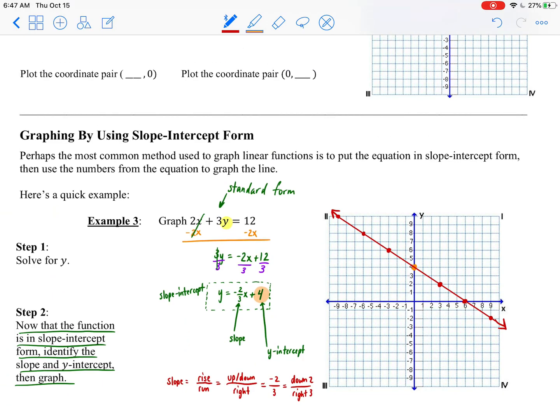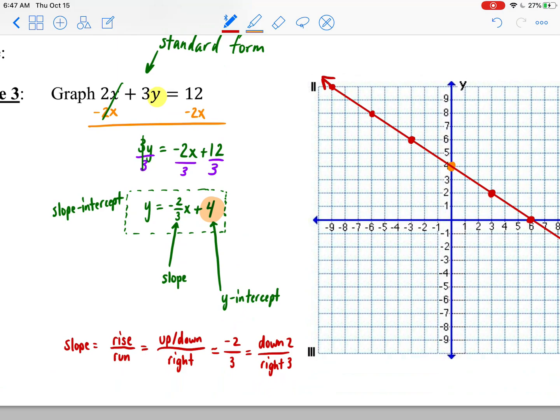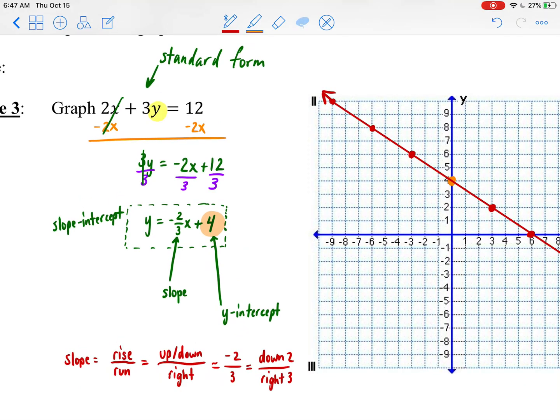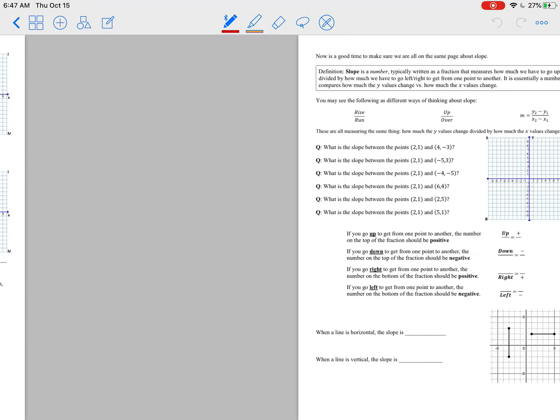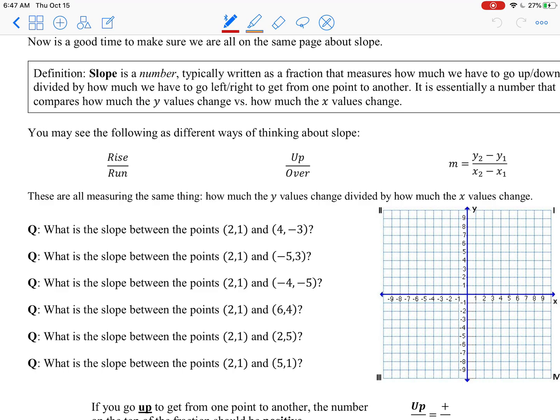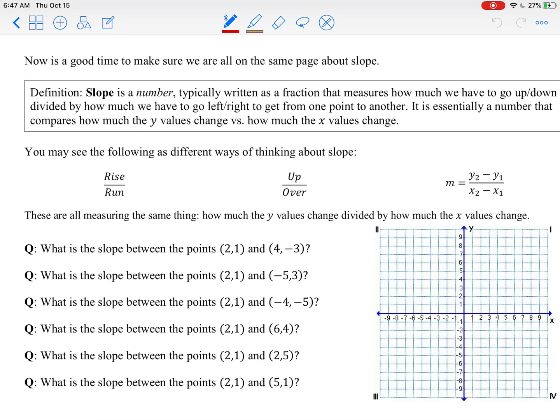And this, I don't know about you guys, but in my opinion, this is my favorite way of graphing. It's just super easy. You find the y-intercept, you plot it, and then you go up 2, left 3, down 2, right 3, and that's it. Okay, so let's do it. We're going to do a few more things here before we let you go. I want to make sure we're all on the same page about slope. Okay, so slope, this is just our definition here, is a number.